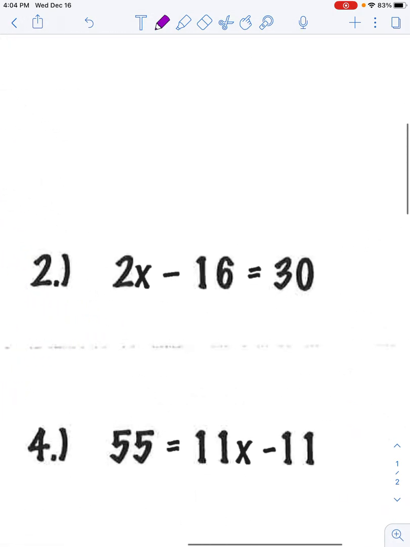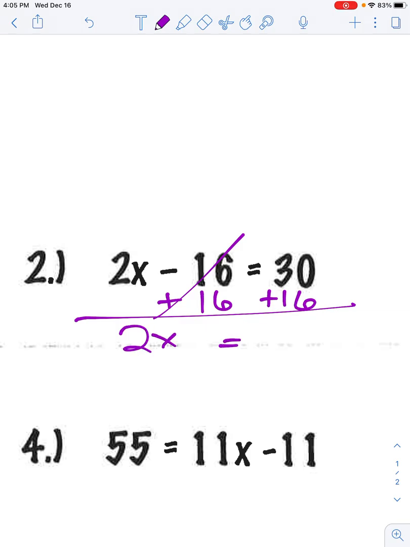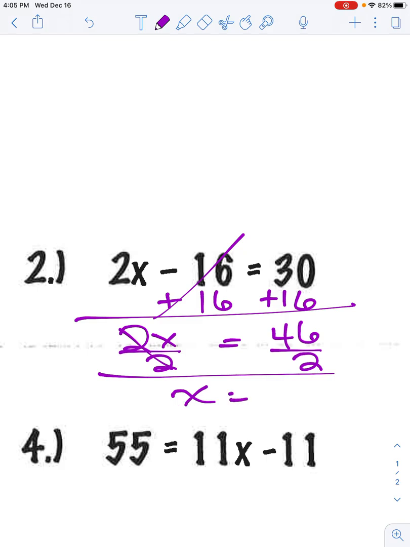Okay. Number 2. 2 times something minus 16 is 30. We're going to undo addition and subtraction first. So if it says minus 16, we're going to add 16 to both sides. Show your cancellation. Negative 16 plus 16 is 0, leaving me with 2 times something. Go ahead and add on the right to get 46. And then this 2x means multiplication. The inverse would be division. So we'll divide by 2, leaving me with 1x, and 46 divided by 2 is 23.